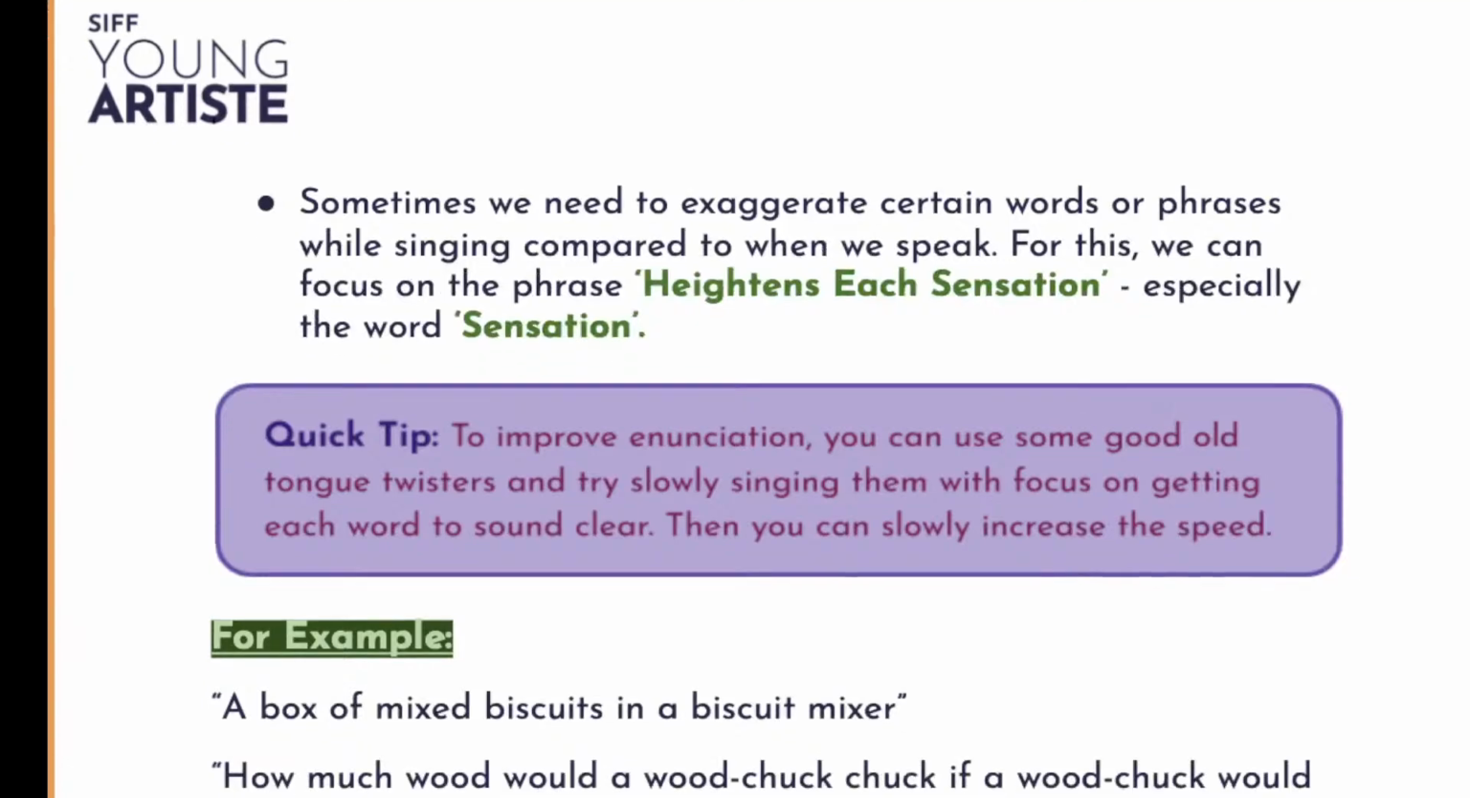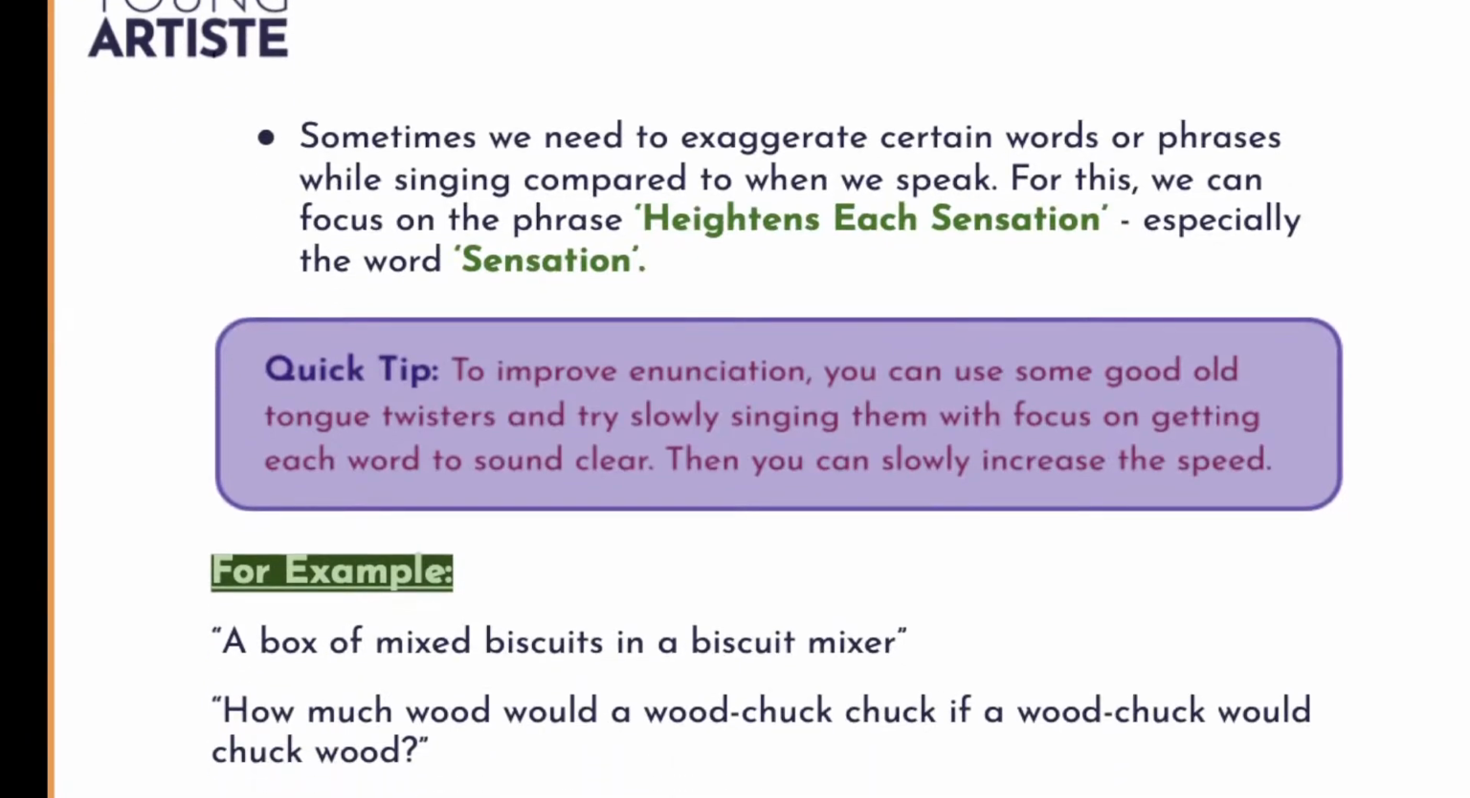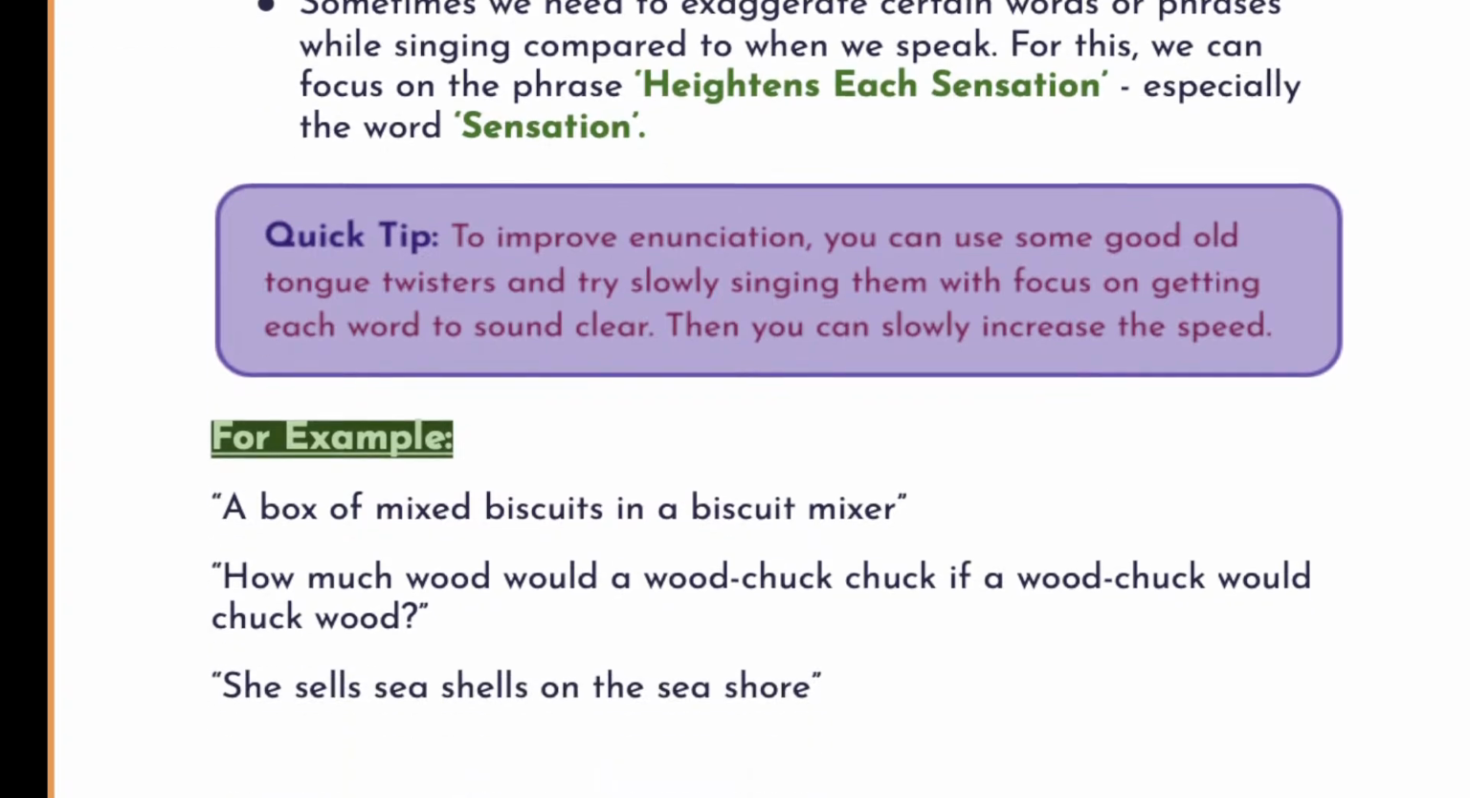Okay. So now the final thing, a quick tip to improve your enunciation. You can use some good old tongue twisters and try slowly singing them with focus on getting each word to sound clear. If you want some more exercises, you can take some favorite famous tongue twisters and then slowly increase the speed, but make sure you focus on getting each word and sound correctly. So these are some of the examples. Hope you've read them. So now let me show them to you.